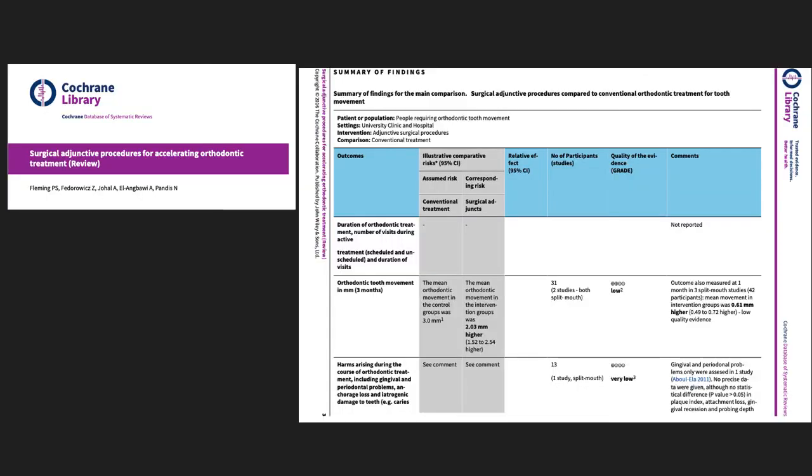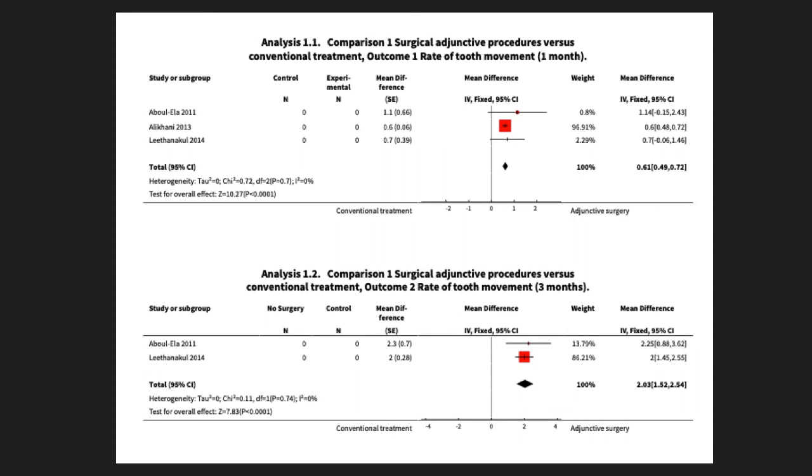I will cover now a minor topic, the surgical adjunct acceleration. I will discuss some evidence about the acceleration. This is a study done by Fleming in 2019 in the Cochrane Library. This is a systematic review, and in their meta-analysis they found that the effect size is 0.61 per month acceleration in the adjunct surgery group, and this is statistically significant, p-value less than 0.0001.